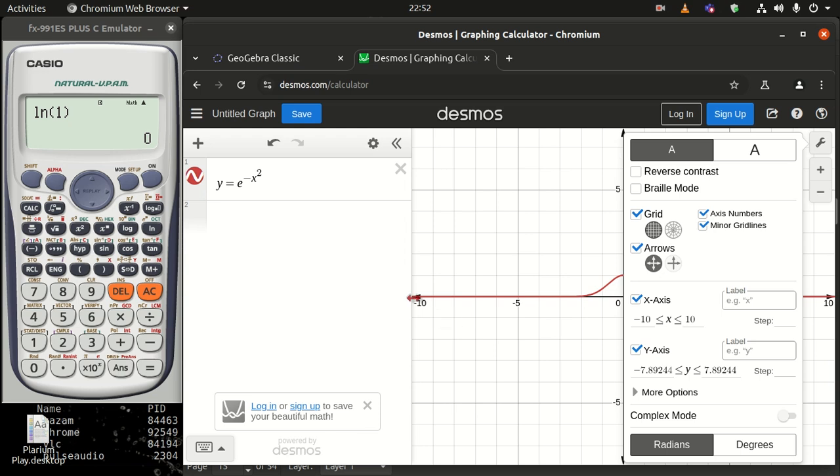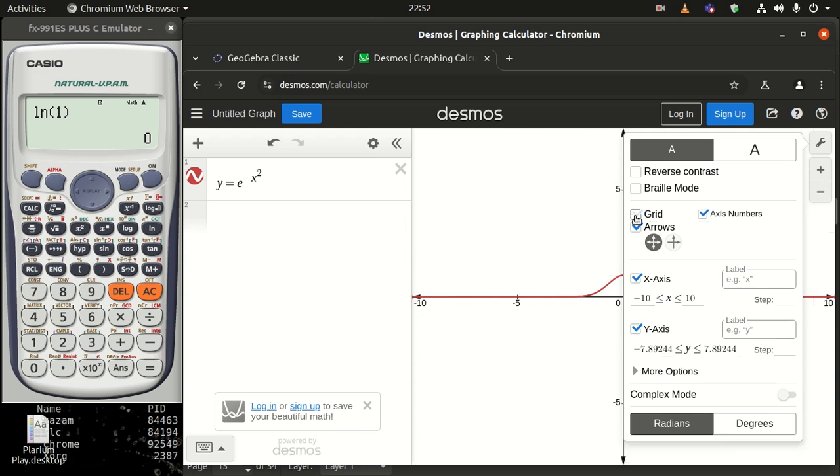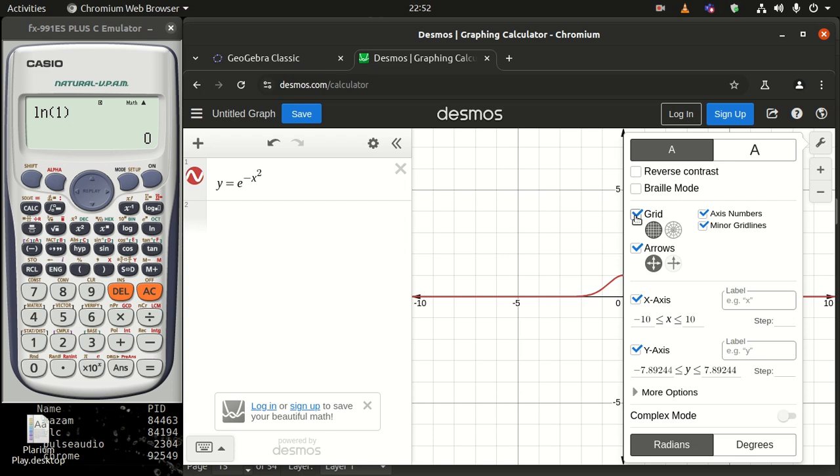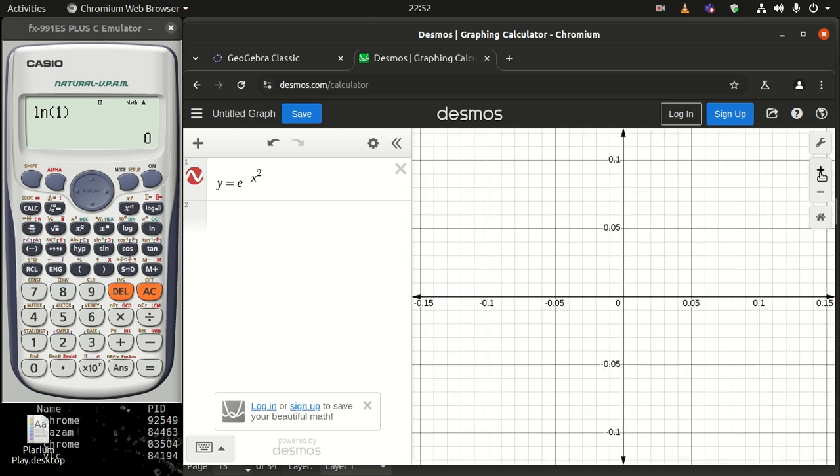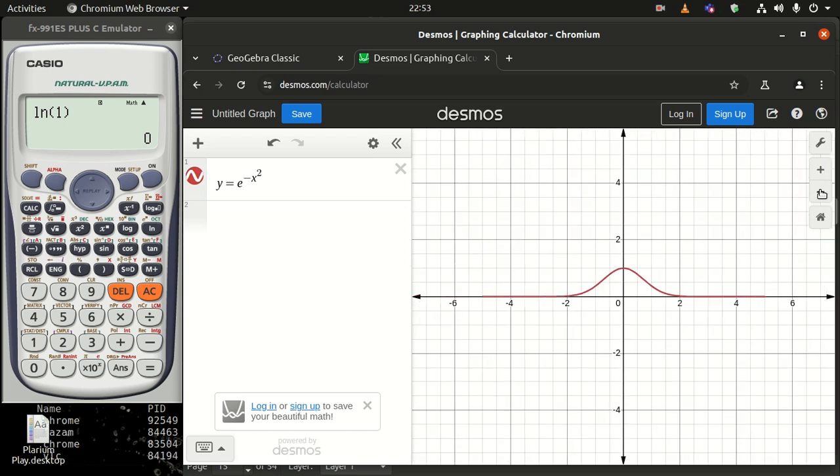Another nice thing about this is that if you want to place some arrows, you can place them, and if you don't like the grid lines, you can remove them. If you want to add them, that is also nice. Those are the things you can do with this. If you want to zoom in, you can zoom in. If you want to zoom out, you can zoom out.